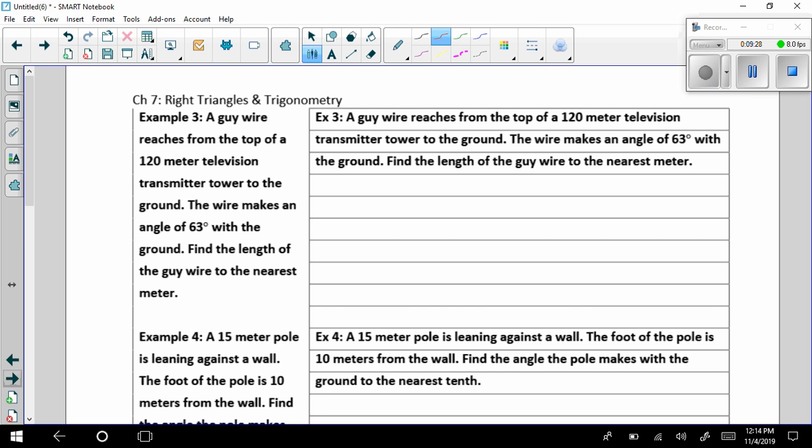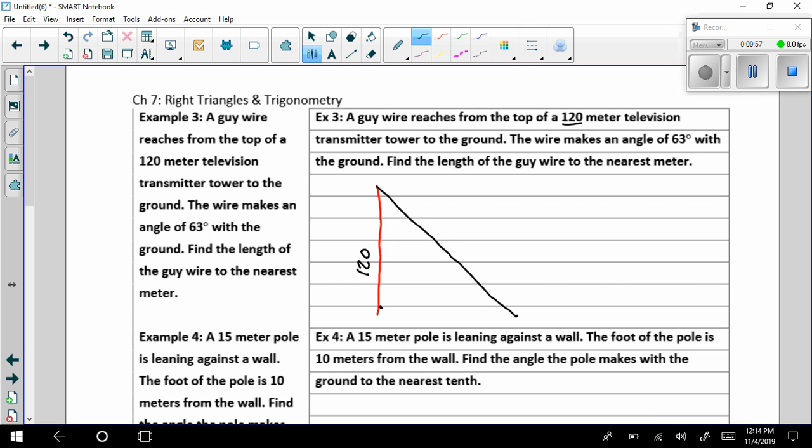All right, a guy wire reaches. A guy wire is like the big wires you see from telephone poles down to the ground. A guy wire reaches from the top of a 120-meter television transmitter tower to the ground. So if this were our tower, imagine it's straight. Your guy wire goes from the top to the ground. We know that the tower is 120.